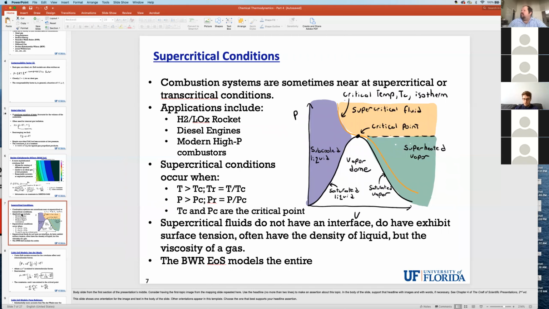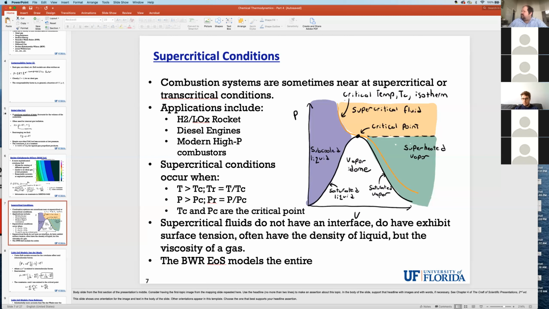And so, supercritical conditions, if you remember, you're on a PV diagram from your thermodynamics, where we have P and V, and we have this sort of saturated vapor dome here, where on this side here we have subcooled liquid, and on this side here we have superheated vapor, and in between here we have a mixture region that contains, basically, water droplets or something like that. So it contains a mixture of liquid and vapor.